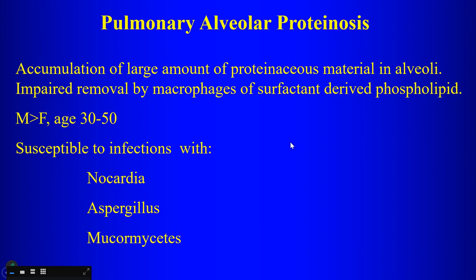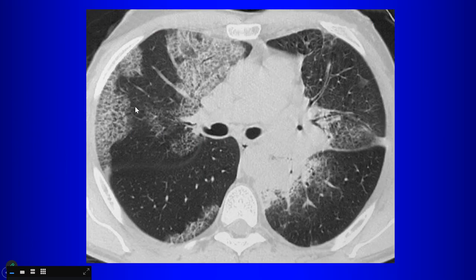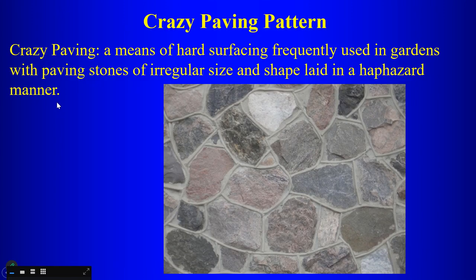So a large amount of proteinaceous material in the alveoli, susceptible to infections, consolidations on the chest radiograph. The clue is the patient is often not as symptomatic as the radiographic abnormalities would suggest. The x-ray looks really bad, the patient doesn't look so bad. That's the clue for pulmonary alveolar proteinosis. Crazy paving is the finding associated with alveolar proteinosis. Just about all patients with alveolar proteinosis will have crazy paving, this classic appearance that you see with alveolar proteinosis.